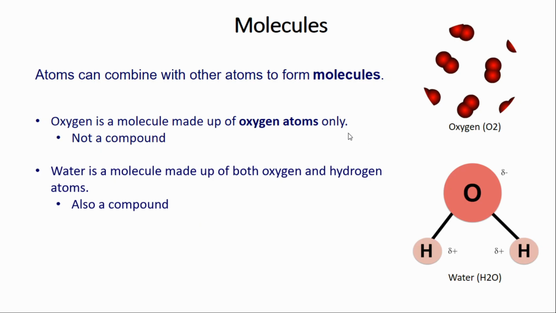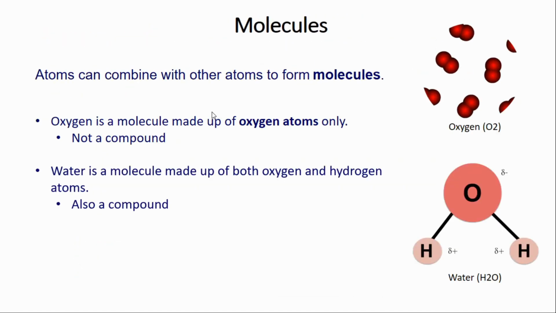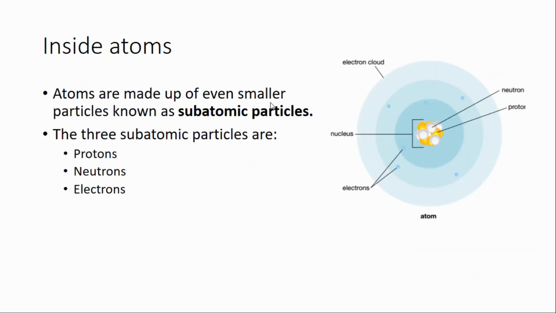Alright, so hopefully you know the three keywords here: molecules, compounds and elements. Let's move on to the next part. We're going inside the atom now. Atoms are really small, but atoms are made up of even smaller particles known as subatomic particles. You may have heard of this word before, but the three subatomic particles in atoms are protons, neutrons and electrons. If you have a look on the right here, if you had a really strong microscope, this is what you would see inside an atom.